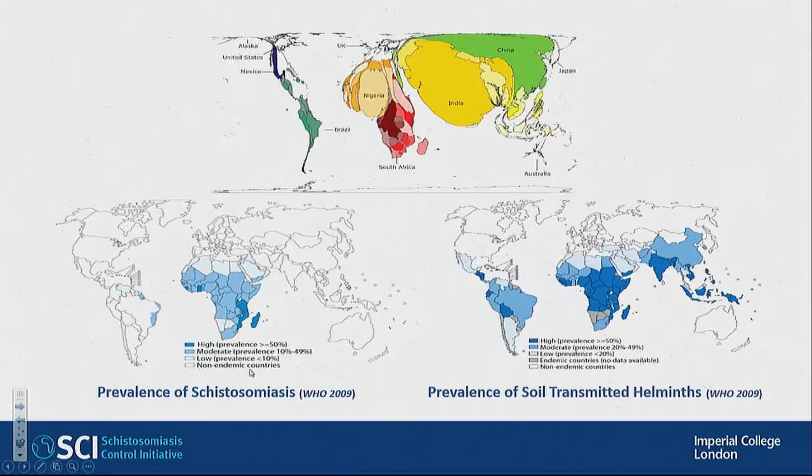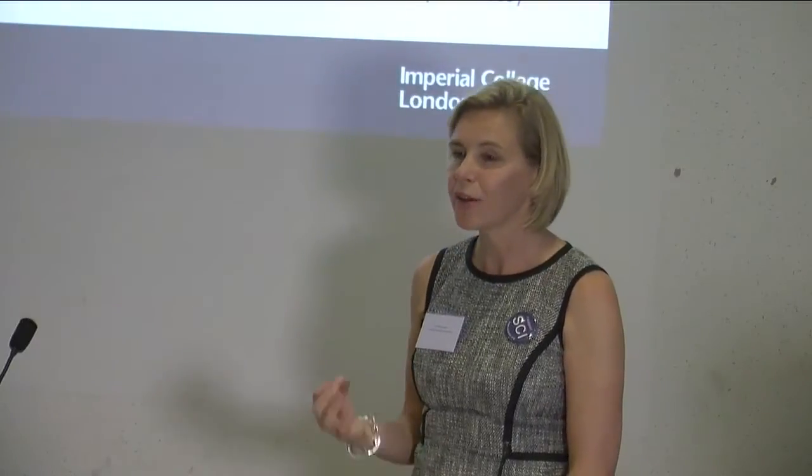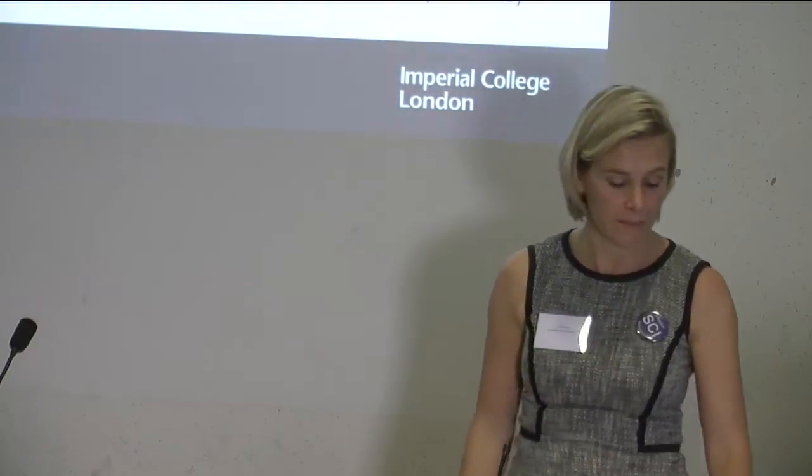And you can just see visually here, and this shows you the prevalence of schistosomiasis here on the left and the prevalence of soil transmitted helminths here on the right. And the darker the colour is, the higher the prevalence of those diseases in those countries. So you can see that these diseases are most prevalent in populations living on less than $2 a day. And so NTDs are increasingly being used as a tracer for poverty.